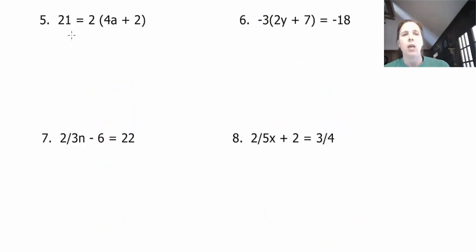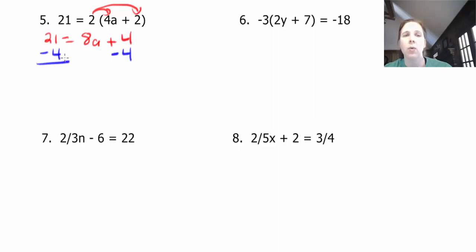Doing some more. So 21 equals 2 times 4a plus 2. So when you see these parentheses, if you can't combine what's inside the parentheses, then you need to distribute if there's something to distribute out here. So 21 equals 2 times 4a, which is 8a, 2 times positive 2, which is 4. Okay, and then we're going to subtract 4. So 21, 20, 19, 18, 17 equals 8a.